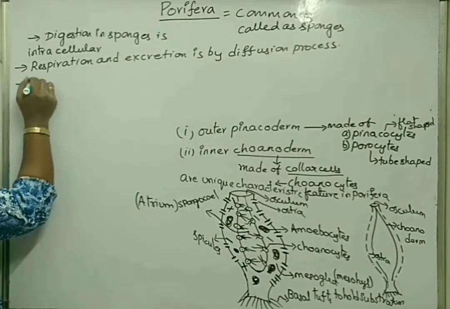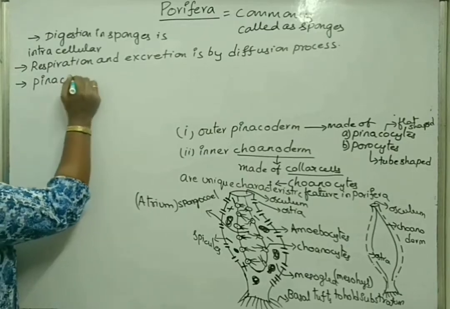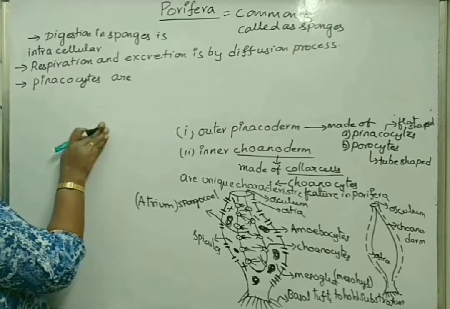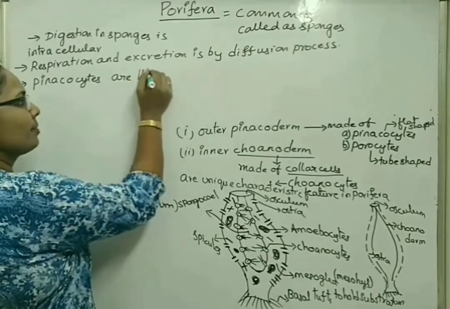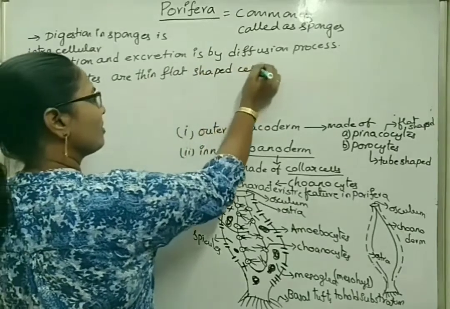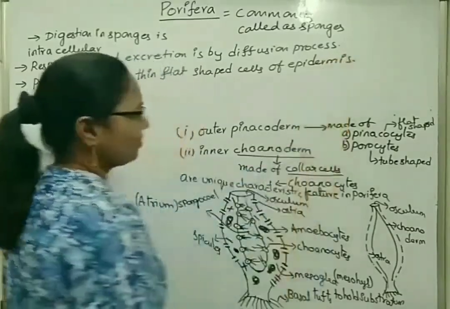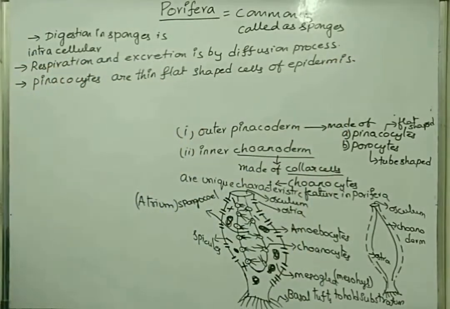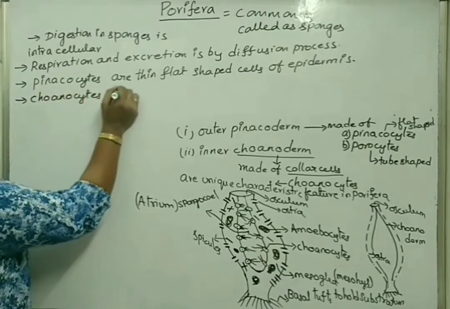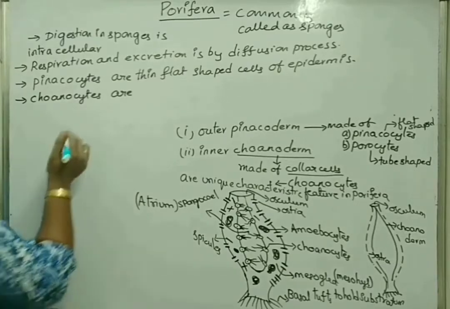Next, pinacoderm or pinacocytes are flat-shaped cells, or thin flat-shaped cells, of the epidermis. Next, choanocytes also form into spermatocytes.